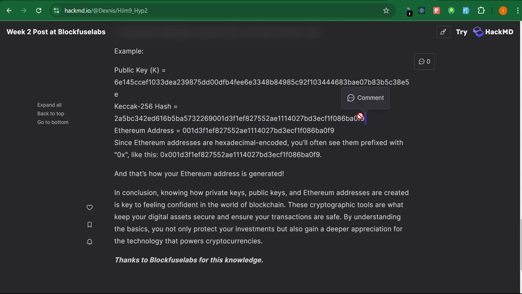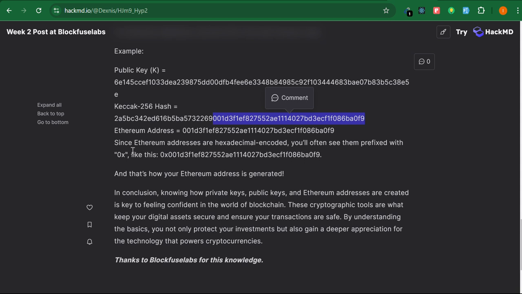The last 20 bytes is what we regard as the Ethereum address. So if you look at it, that's from here to here. You can see that from here to here is what we have as the Ethereum address. So we neglect the first part, and we select the last 20 bytes.